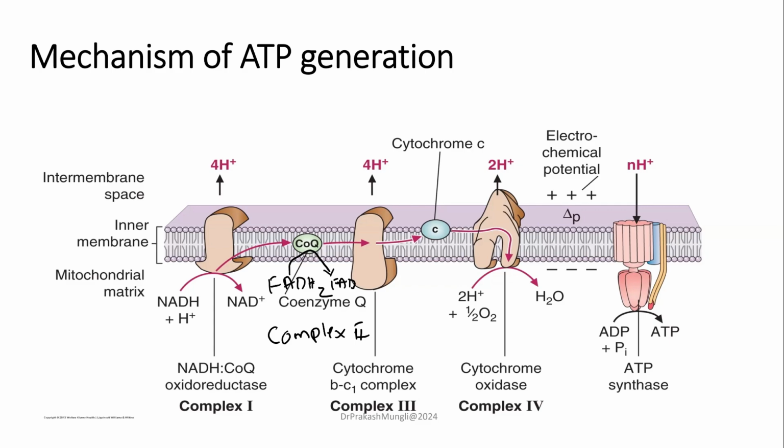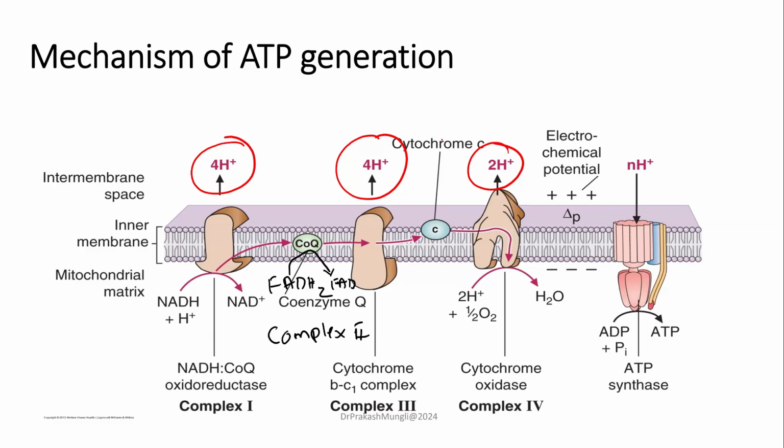Another thing here is complex 1, complex 3, and complex 4. See what is shown here. Complexes 1, 3, and 4 are pumping protons. Complex 1 is pumping 4 protons. Complex 3 is pumping 4 protons. And complex 4 is pumping 2 protons. That means out of all the electron transport chain complexes, only 3 complexes act as proton pumps, and those are 1, 3, and 4. That's important. That can be asked in the exam. Okay? These are proton pumps.